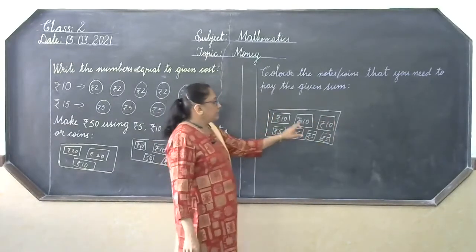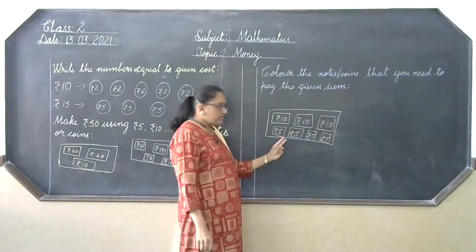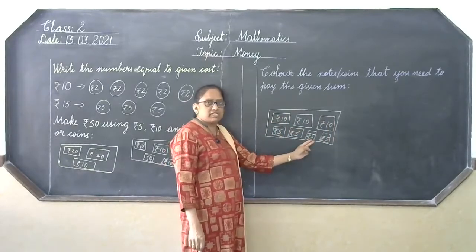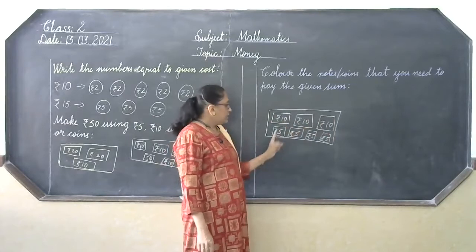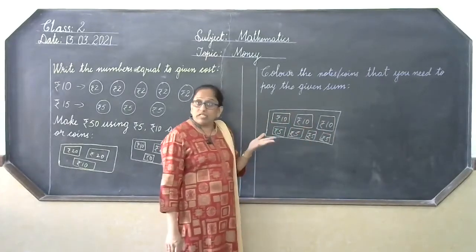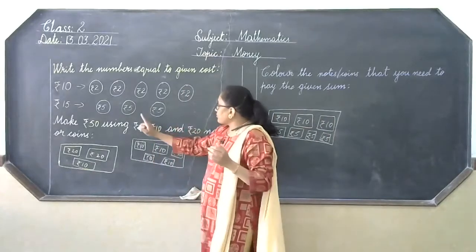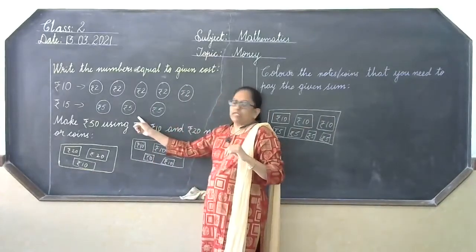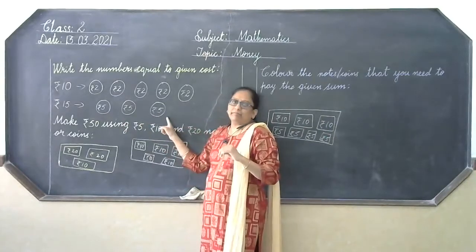See children, 10, 20, 30. 5 plus 5 is 10 and 5 plus 5 is 10. So 10, 20, 30, 35, 40, 45, 50 rupees. So you can use it in many ways. See here, the option will be given by us. So you have to divide it equally.